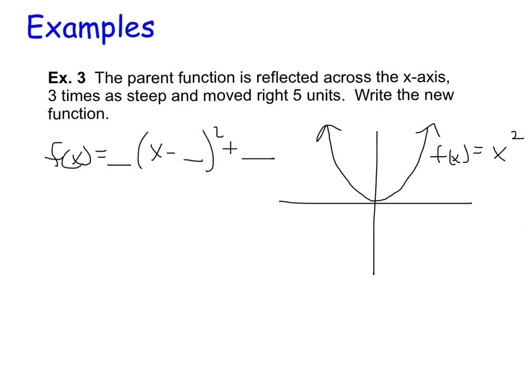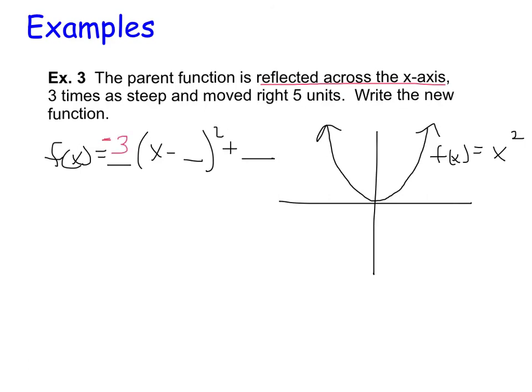Now let's see what we know. First of all, it says reflected across the x-axis. So that means that a value is going to be negative. Okay? It's 3 times as steep, which means it's going to be narrower. So we're going to put the 3 right there.